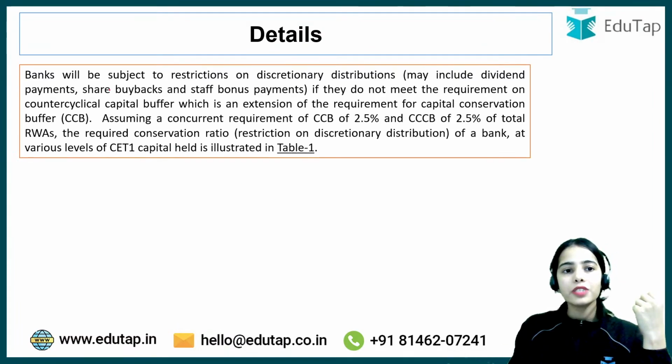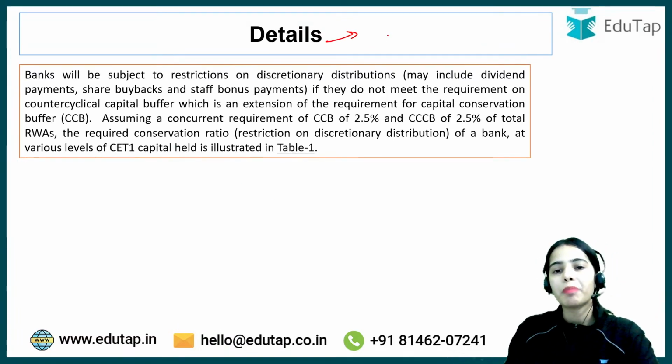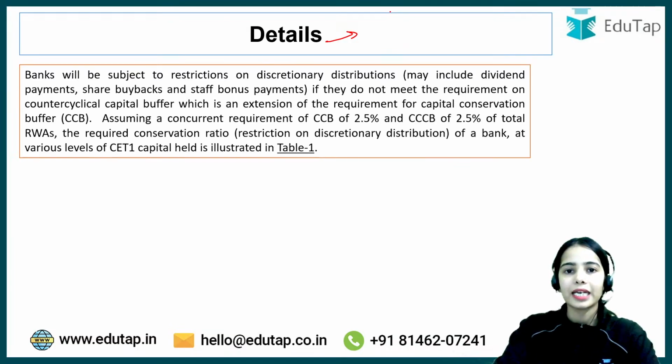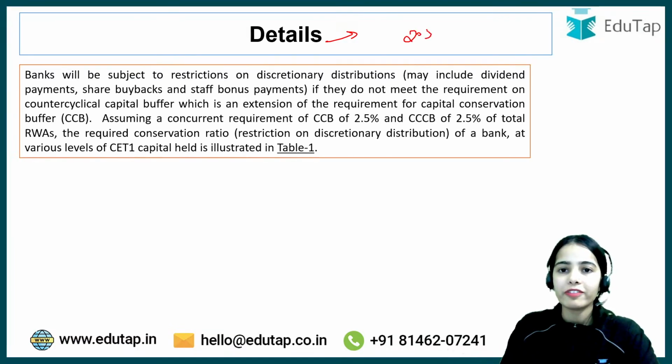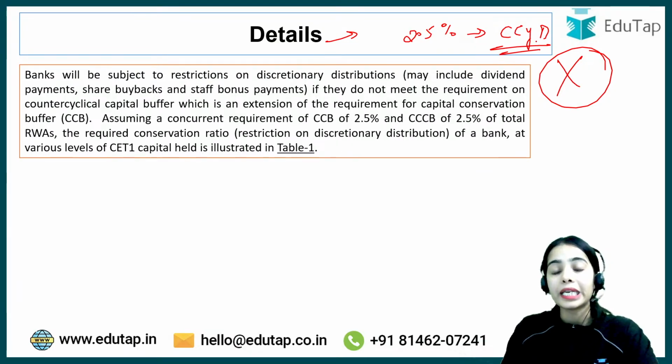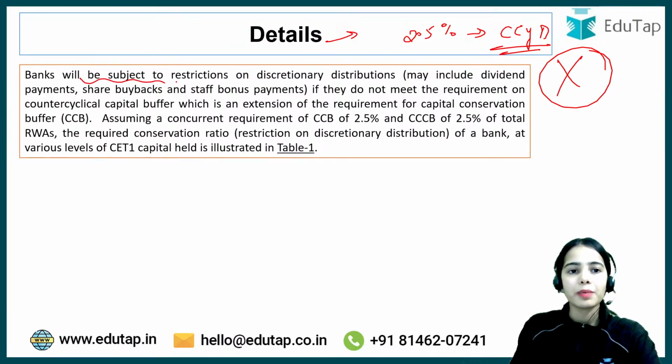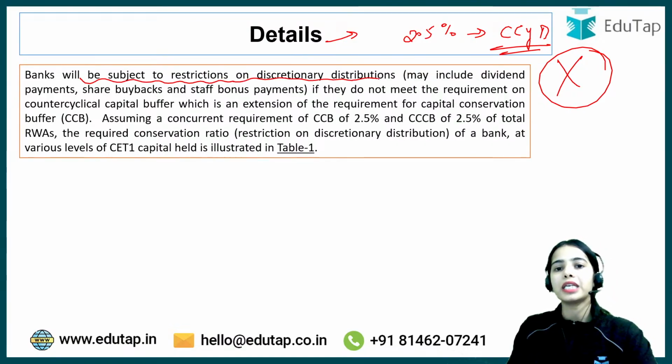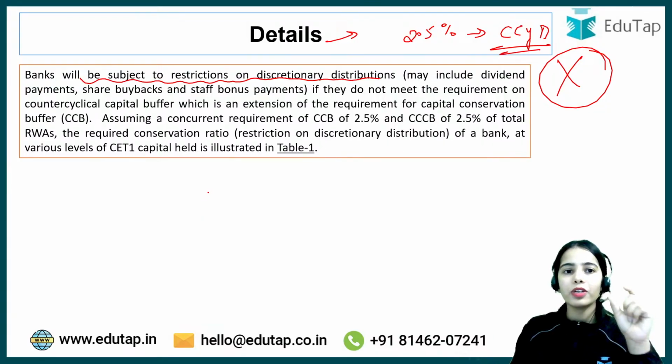Now, let's say RBI has said that the banks have to maintain 2.5% of counter cyclical capital buffer. Let's say the bank is not following this counter cyclical capital buffer, the bank is not maintaining it. Then what should happen? So banks will be subject to restrictions on discretionary distribution. So bank will be restricted on how much bonus payments they are doing, how much share buybacks they are doing.